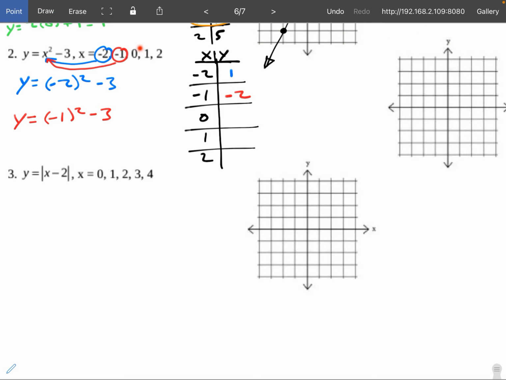Now the rest of these, well, I'll just do them with you guys. I'm not going to write them all down, okay? So the next one we put in is 0. So we put 0 in here. What's 0 squared?